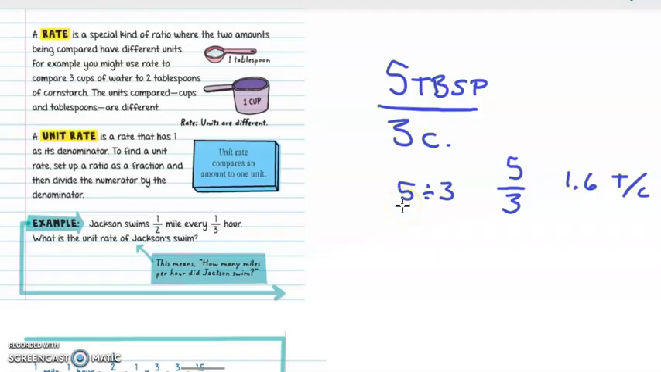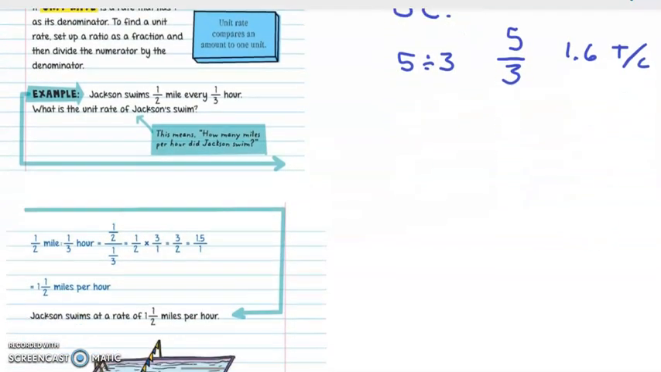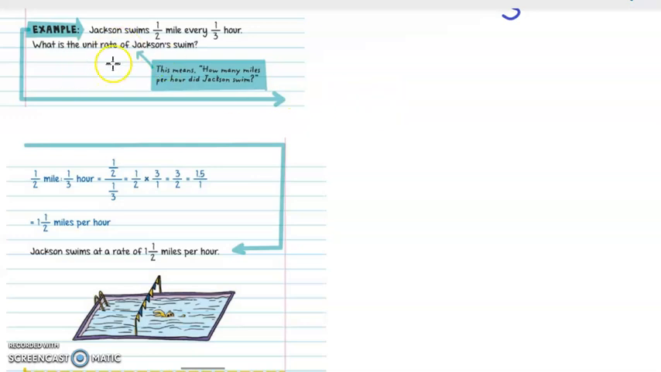Right? Now, that's not necessarily the nice, neat, clean fraction that we might want. Most of the problems that we're going to work with here are not going to give us nice, clean answers. But that's just kind of giving a representation here. Because we look at this example that they give us. Jackson swims a half a mile every 1/3 of an hour. What is the unit rate of Jackson's swim? And here we're going to see where we would see a unit rate in real life. So they give us 1/2 of a mile to 1/3 of an hour.